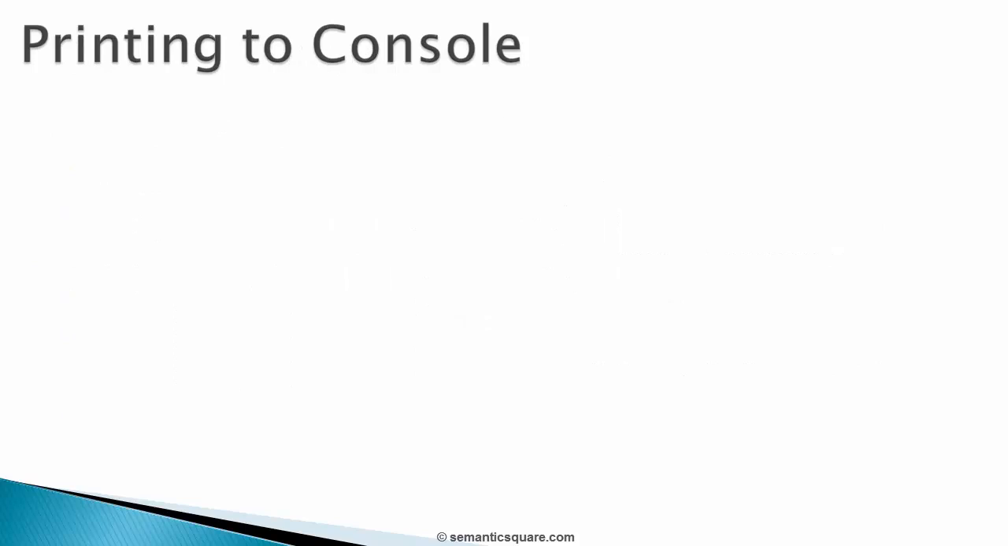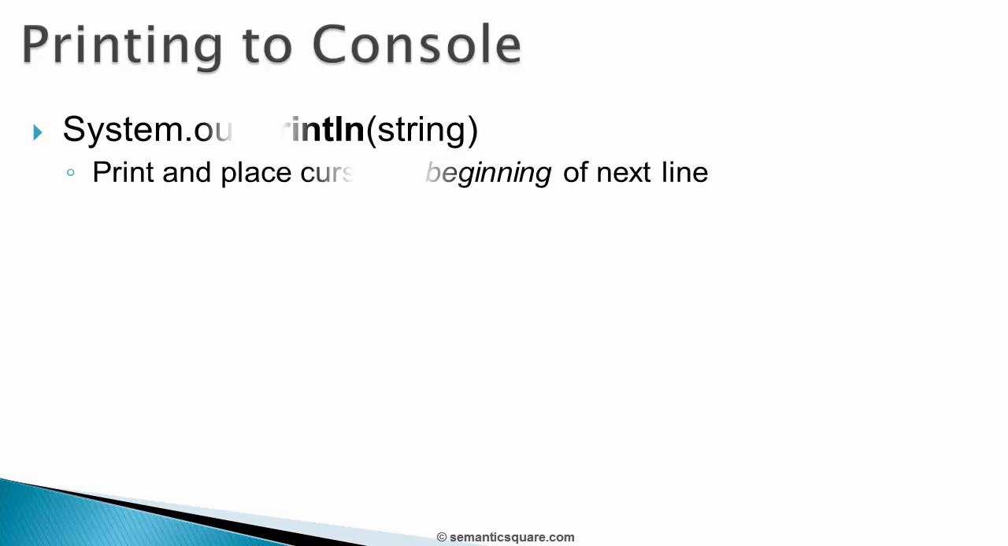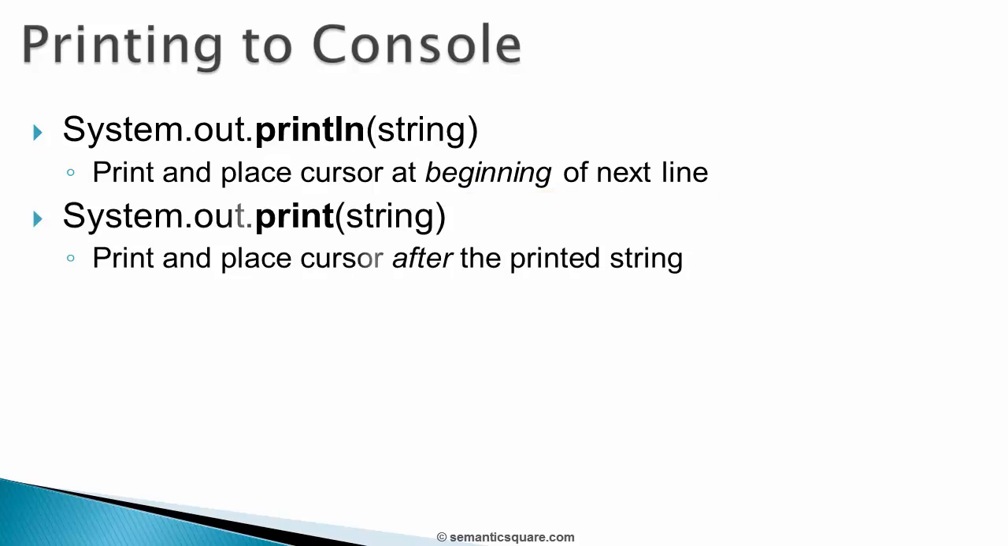One of the most common statements that you would be writing in any programming language is the print statement, which helps you to print something to the console. It is typically used to evaluate the execution flow of the program or to debug in case of any errors. In Java, we use two variations of print statements. First one is the System.out.println statement. It prints the input string and places the cursor at the beginning of the next line.